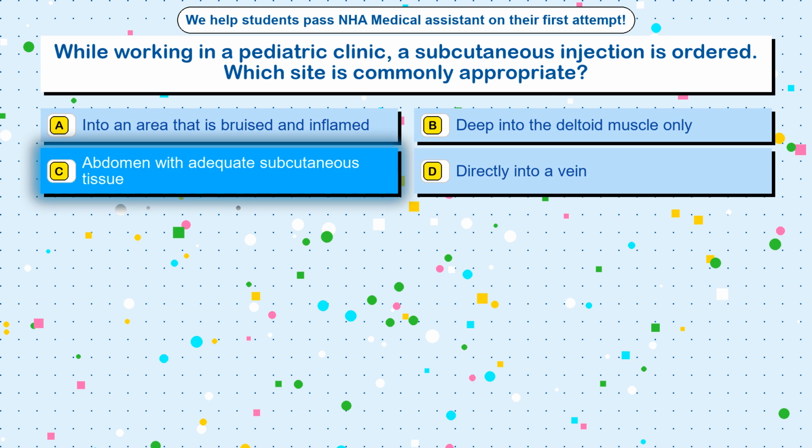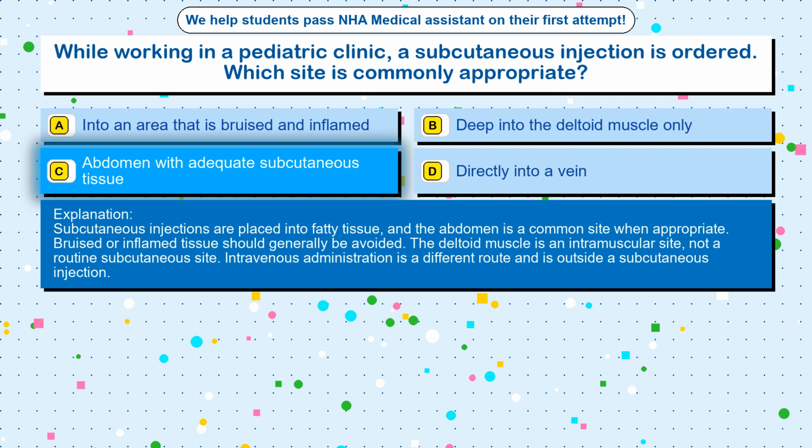Abdomen with adequate subcutaneous tissue. Subcutaneous injections are placed into fatty tissue, and the abdomen is a common site when appropriate. Bruised or inflamed tissue should generally be avoided. The deltoid muscle is an intramuscular site, not a routine subcutaneous site. Intravenous administration is a different route and is outside a subcutaneous injection.